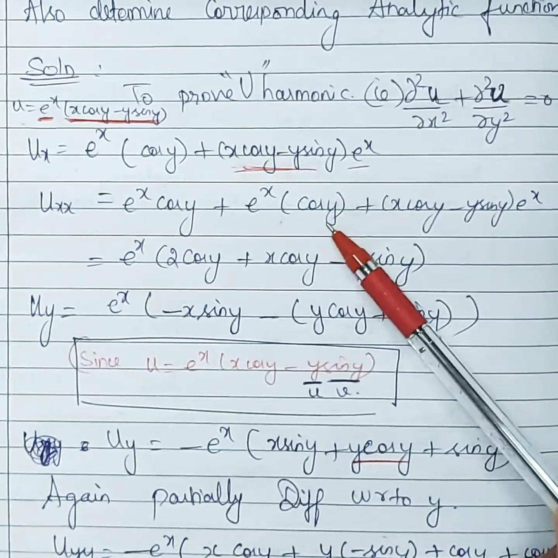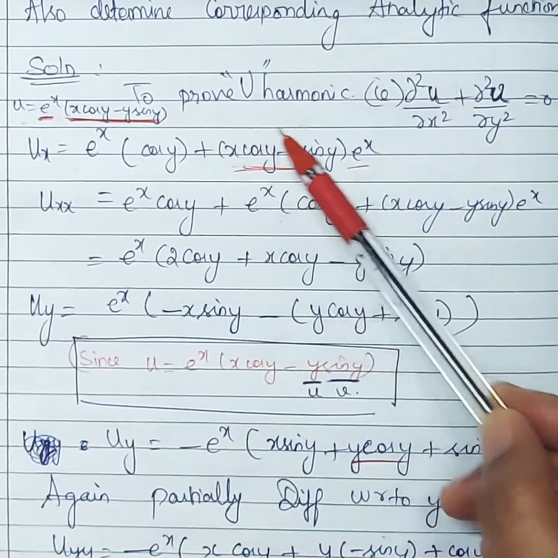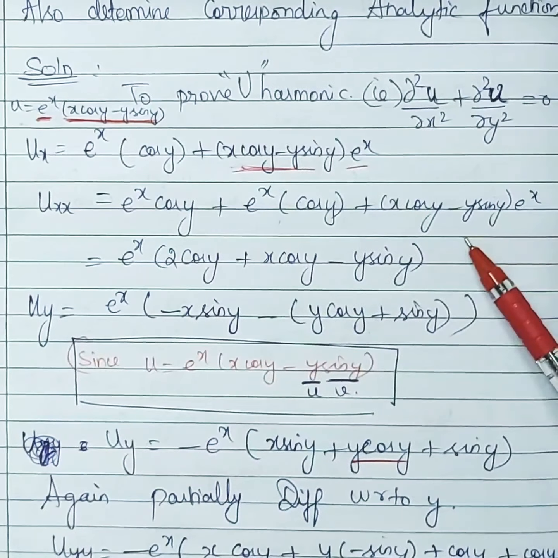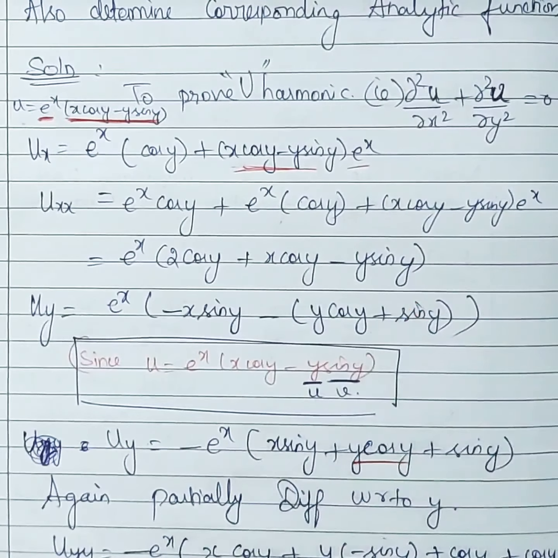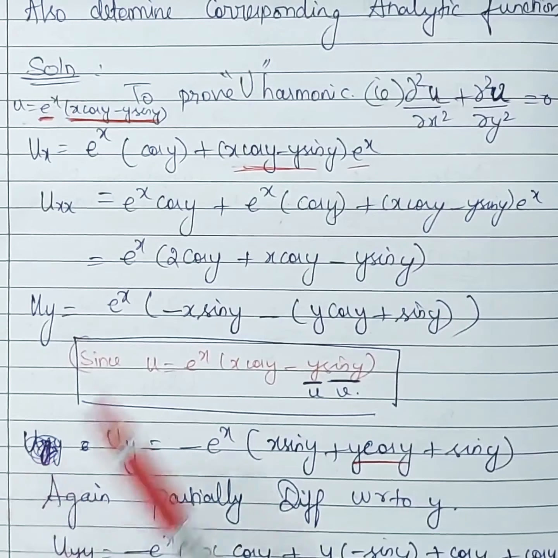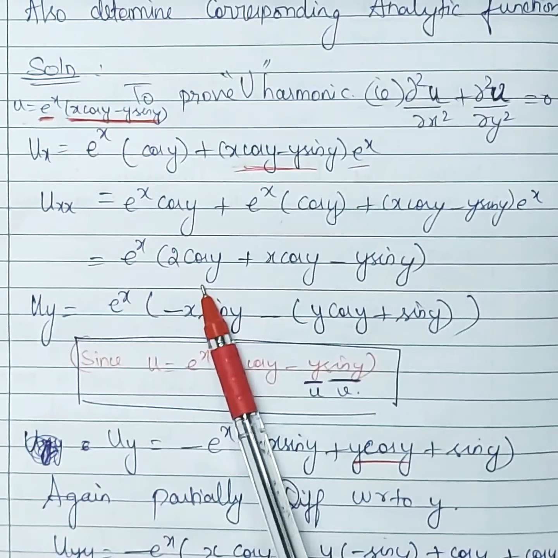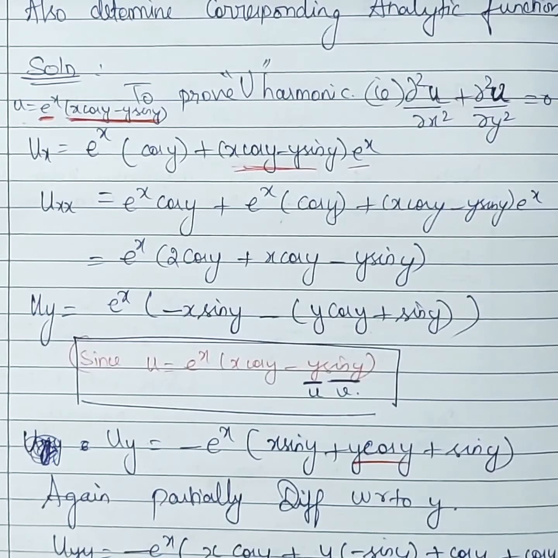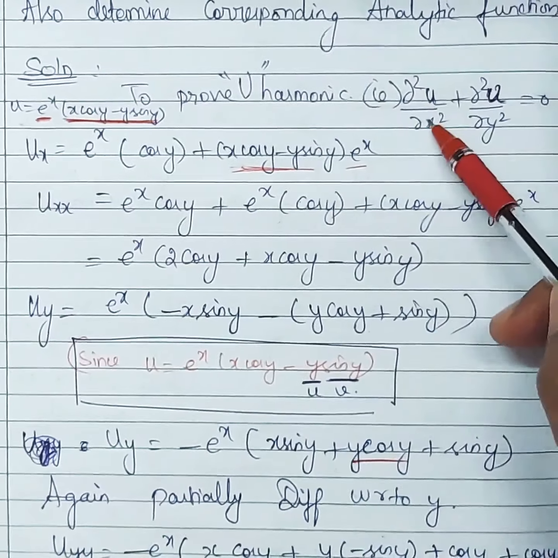So we have written only cos y, plus whatever which is there inside the bracket I have written, e power x differentiation is e power x. So twice we partially differentiated with respect to x. Now it's just a simplification. Take e power x common, cos y plus cos y, it will become 2 cos y, then plus x cos y minus y sin y. So you got uxx. So this term you've got.